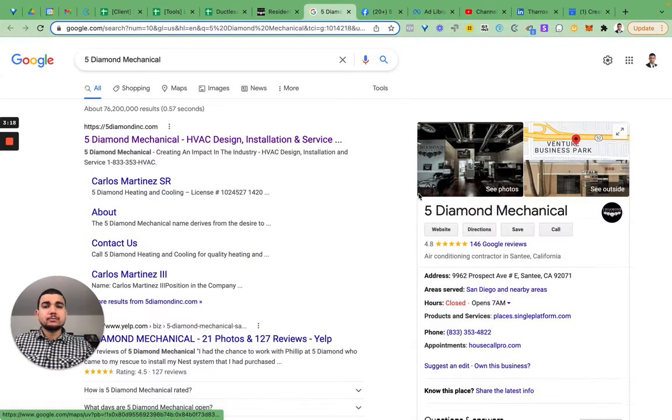Now, for them specifically, it wouldn't be necessary because they don't really have that many keywords. They don't have any keywords that people typically search for HVAC contractors in their name. So we'd always recommend it, but it's not a requirement for them.